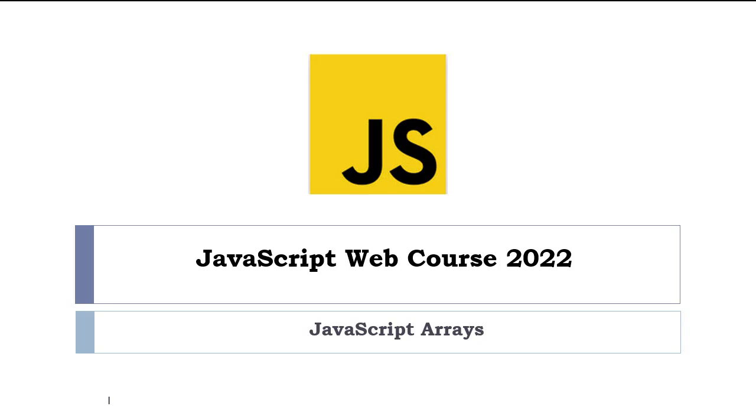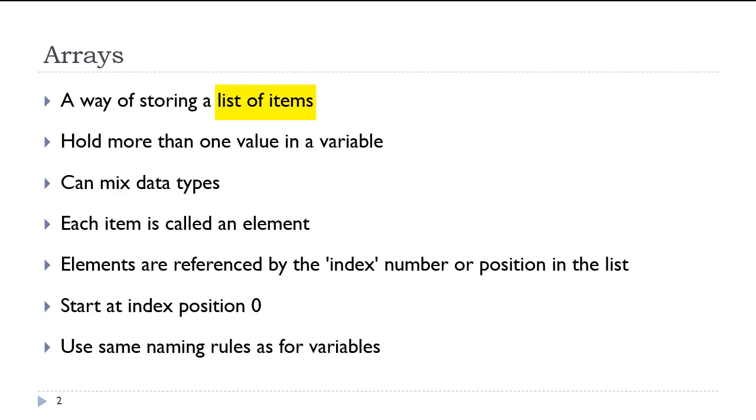In this video, we will learn about JavaScript arrays. An array is a way of storing a list of items. It holds more than one value in a variable. The different items can be of different data types.